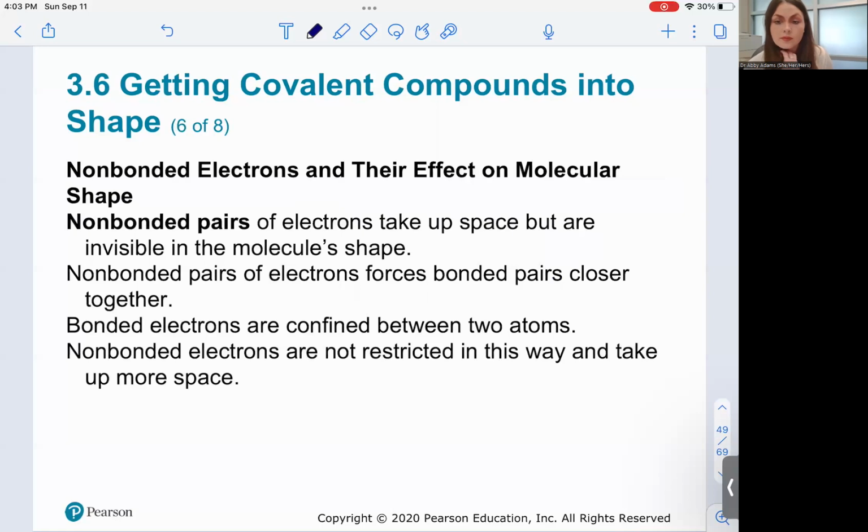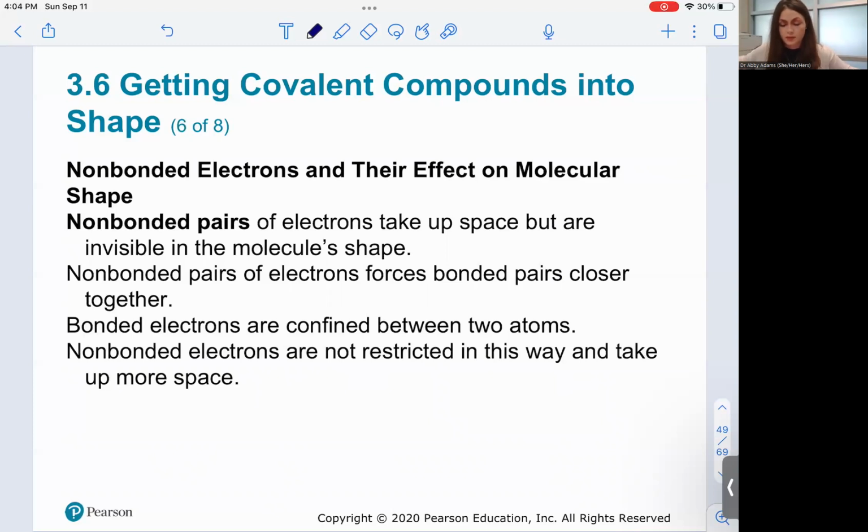So the non-bonding pairs are going to take up this space, and they're going to push the other bonds closer together. So this is just sort of a written out way of what we just went over. Those bonded electrons are going to be between 2 atoms, and the non-bonded electrons are not going to be restricted in the way that the bonded electrons are.